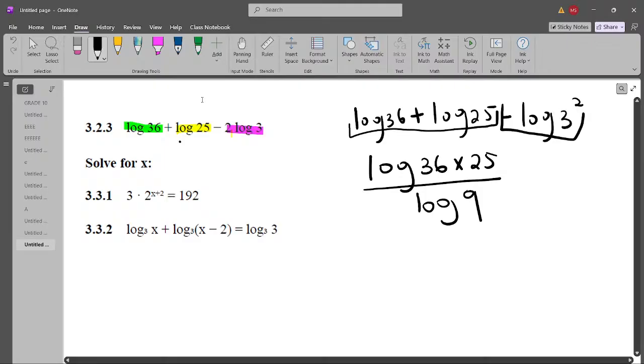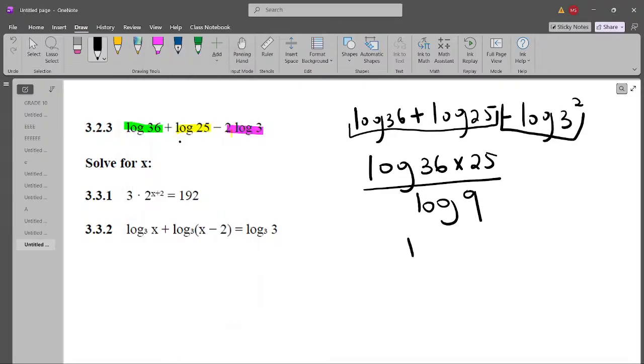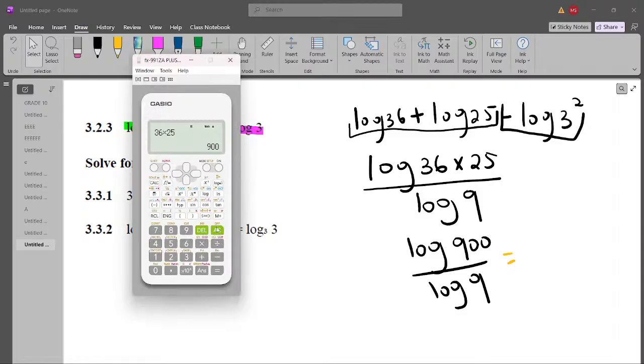And now what will be 36 multiplied by 25? So let's just calculate 36 multiplied by 25. This is 900. Therefore, we're going to have log 900 divided by log 9. Now remember, if the base is not given, it means the base is the same. And then let's try and rewrite this 900. We can rewrite the 900 as that.